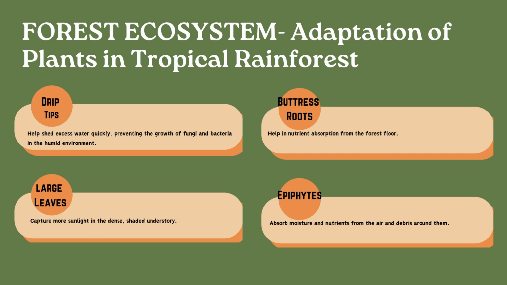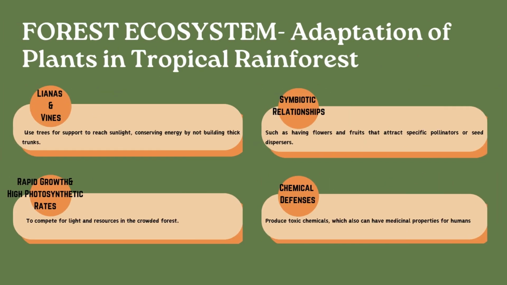Firstly is drip tips. Secondly is large leaves. Thirdly is buttress roots. Fourthly is epiphytes. Next is lianas and vines. After that, rapid growth and high photosynthetic rates are also adaptations of plants in tropical rainforests. Next is symbiotic relationships, and lastly is chemical defenses. These adaptations enable plants in the Unimas forest to thrive in the highly competitive and dynamic tropical rainforest environment.